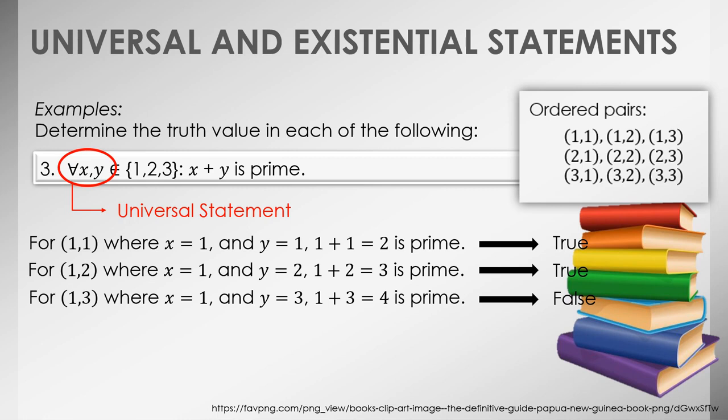Since we have shown immediately a pair of values that makes the statement false, we can now stop at this part and directly draw our conclusion since the given statement is universal. Hence, since the ordered pair (1, 3) fails to satisfy the given statement, we can say that we failed to show that all values of x and y satisfy the given statement. Therefore, the statement number 3 is false.